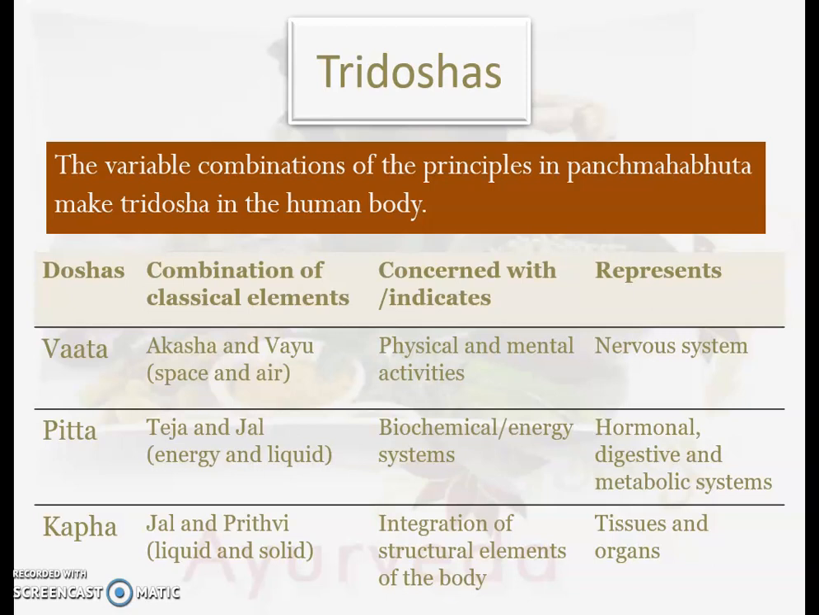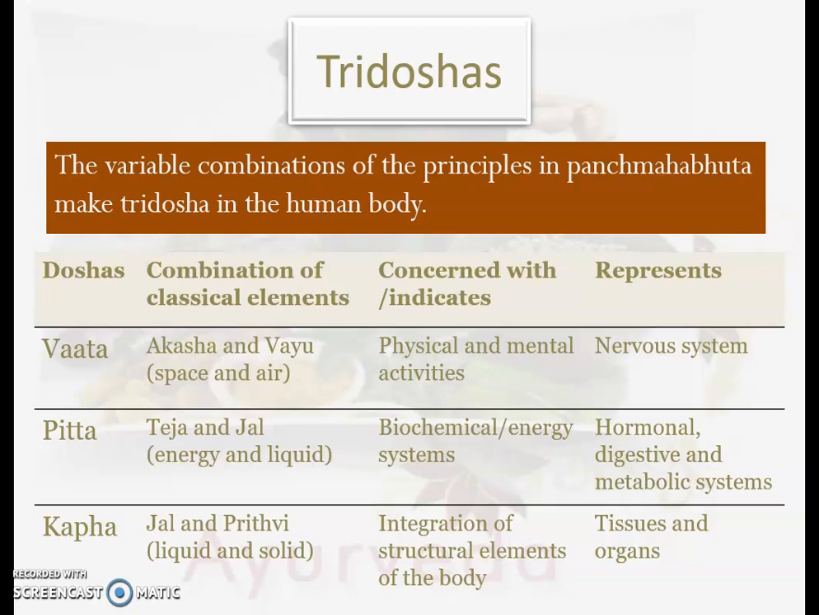So now you can see here the three different doshas, Vata, Pitta and Kapha, and they are the combination of the classical elements, the Panch Mahabhuta. So when we see Vata, it is a combination of Akash and Vayu, space and air, and it indicates the physical and mental activities going on in the human body, and this is related to the nervous system.